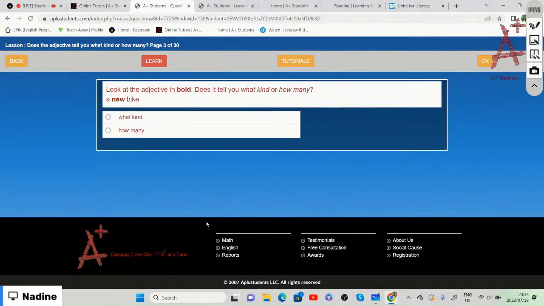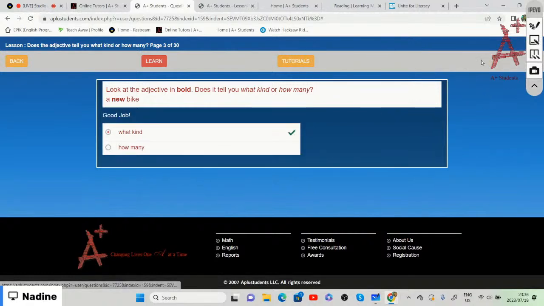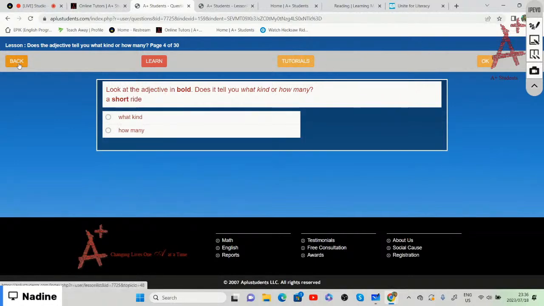The word new, does it tell us what kind of bike or does it tell us how many bike? New bike. All right, so new bike, it tells us what kind of bike, right? He has a new bike.